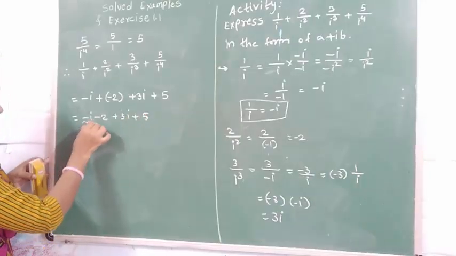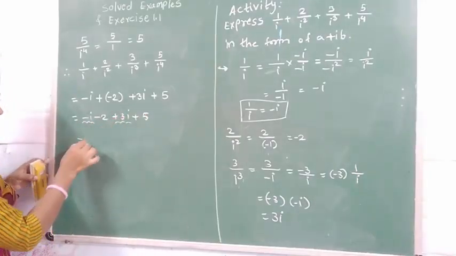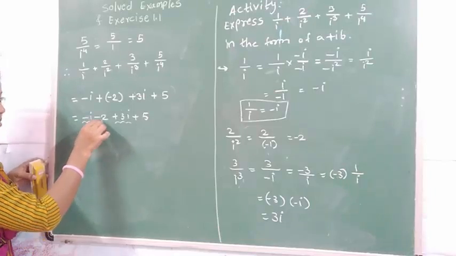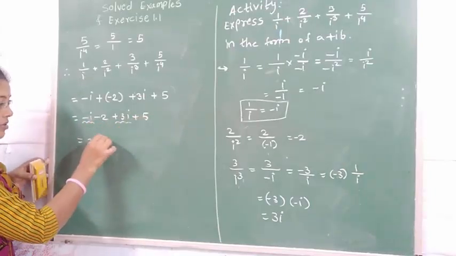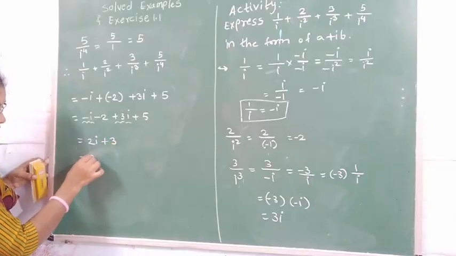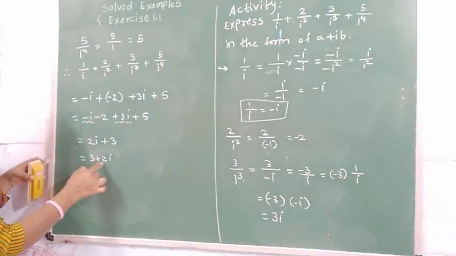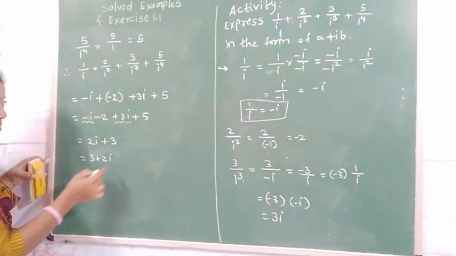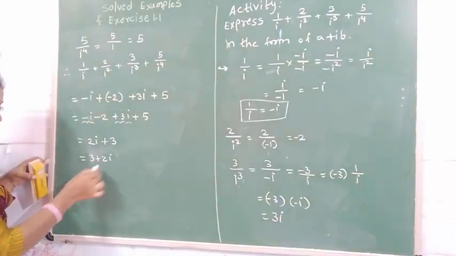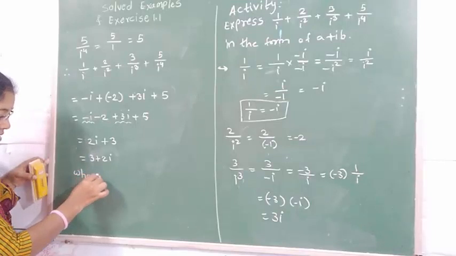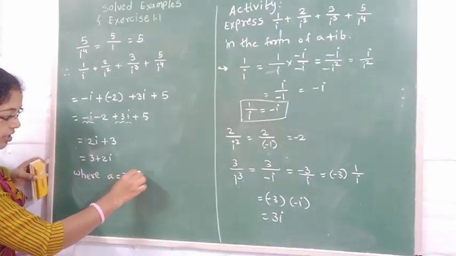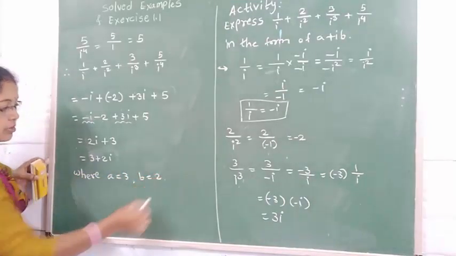Now this is minus i and this is plus 3i. Answer is 2i. Minus 2 and plus 5. So this is 3. So we have an answer 3 plus 2i in the form of a plus bi or a plus ib, where a is equal to 3 and b is equal to 2.